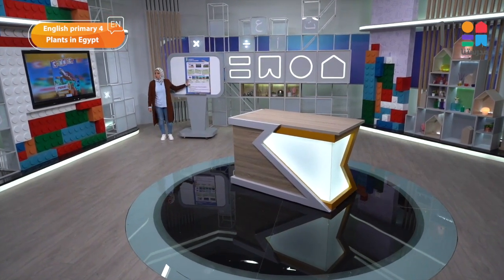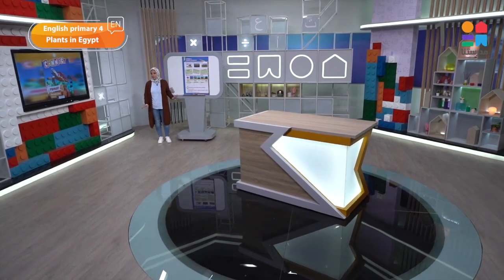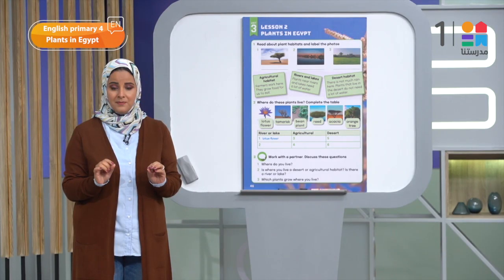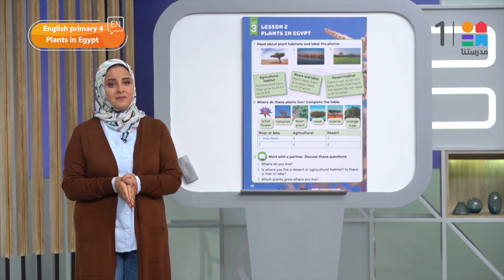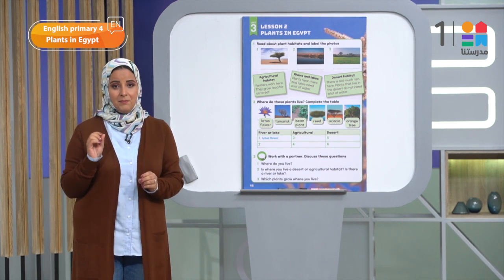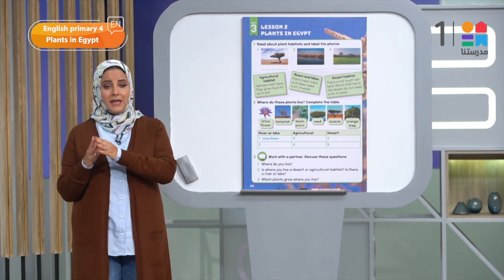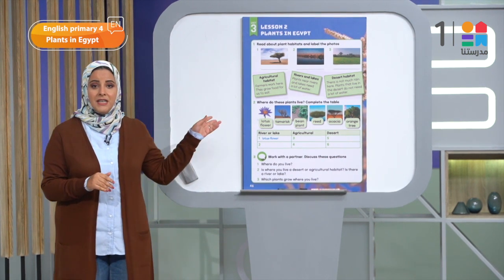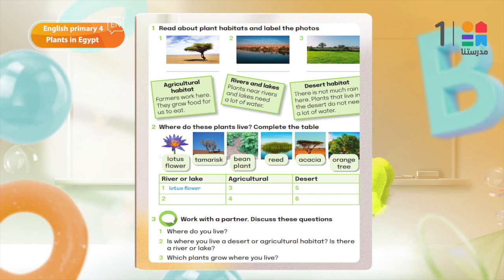We are going to talk about habitats. Can you define the word habitat? Take your time. A habitat is the place where an animal or plant lives. Very good. Now, look at these pictures. What can you see? Let's read about the habitats and label each of the pictures.